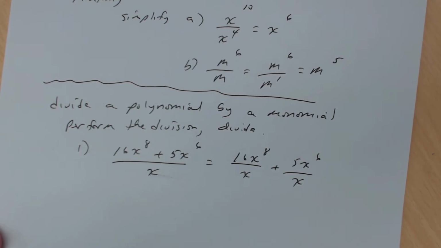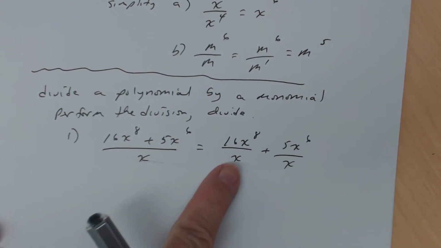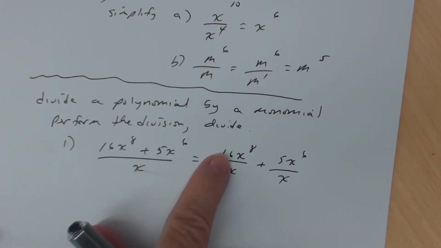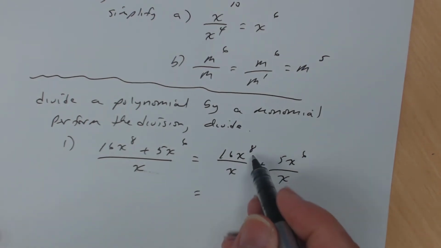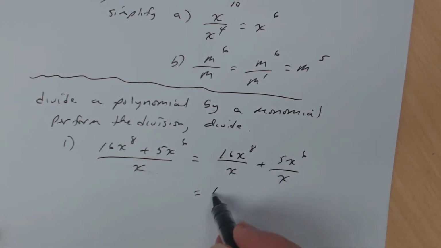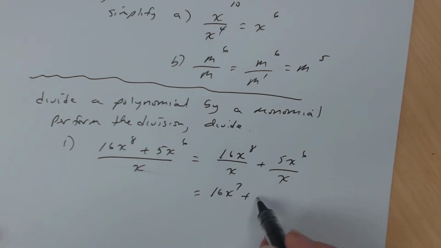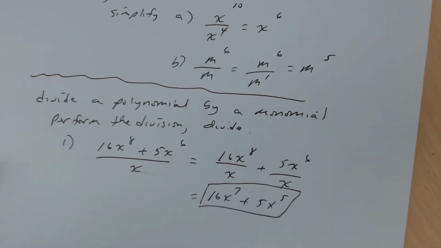Now, once you rewrite it as two fractions, then you're going to use what we did in the middle part. So we're going to get 16. x to the 8th divided by x is x to the 7th, and when you divide like bases, you subtract exponents. Plus, and then that'll be 5, because 5 over 1 is 5. And then 6 minus 1 is 5. So it'll be 5x to the 5th. Okay? All right.